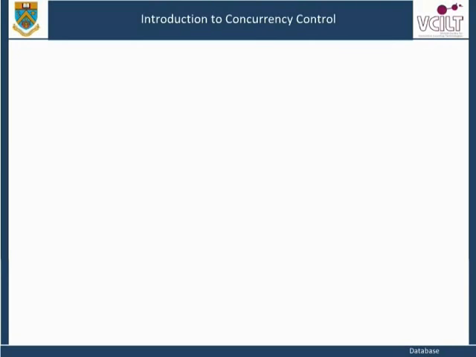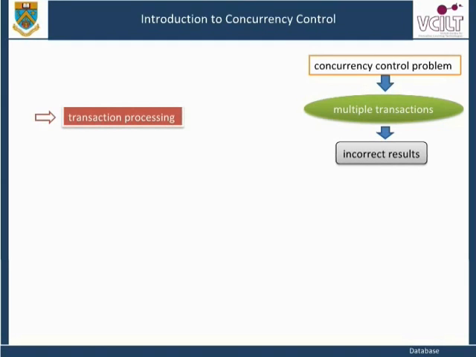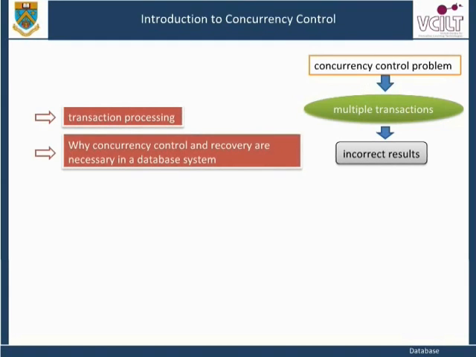In this unit, we will discuss the concurrency control problem, which occurs when multiple transactions submitted by various users interfere with one another in a way that produces incorrect results. We will start the unit by introducing some basic concepts of transaction processing. Why concurrency control and recovery are necessary in a database system is then discussed.